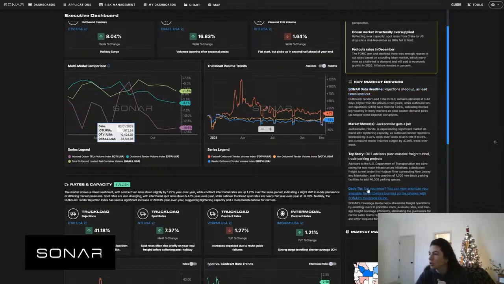Same with coverage guide. So the daily tip, which is designed on a daily basis to help enhance how you're utilizing SONAR, maybe some things you don't know about, easily click on here and you can go to coverage guide.